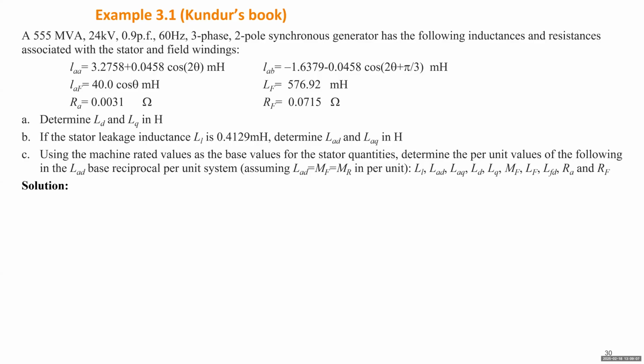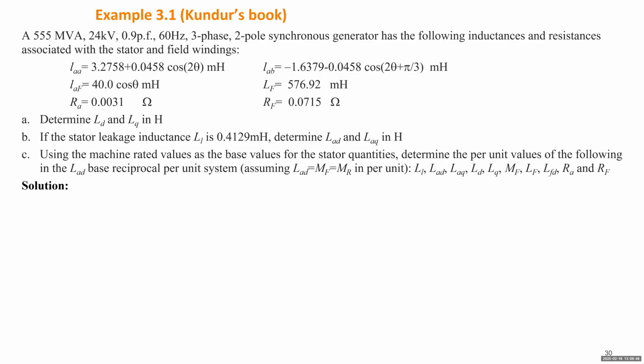So we need to calculate LOD and LOQ in the unit of Henry. If we know the leakage inductance is this value, we want to determine LAD and LAQ. LAD is equal to LD minus LL. LAQ is LQ minus LL, okay? Then we can use the machine rated value as the base value for stator quantities to determine per unit value. And also we need to consider the LAD based reciprocal per unit system. So here we just simply assume LAD is equal to MF equal to MR in per unit.